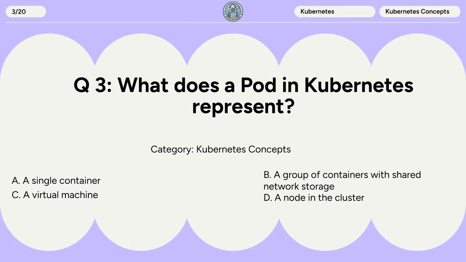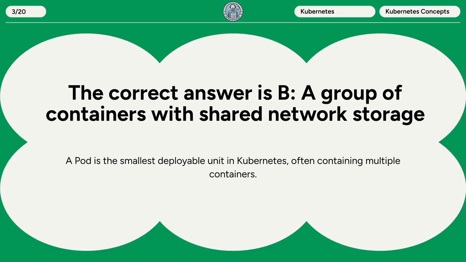Question 3. What does a pod in Kubernetes represent? A. A single container. B. A group of containers with shared network storage. C. A virtual machine. D. A node in the cluster. The correct answer is B. A group of containers with shared network storage. A pod is the smallest deployable unit in Kubernetes, often containing multiple containers.